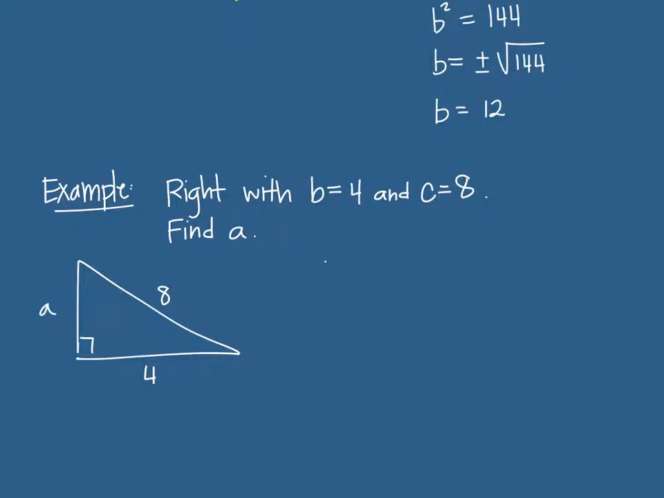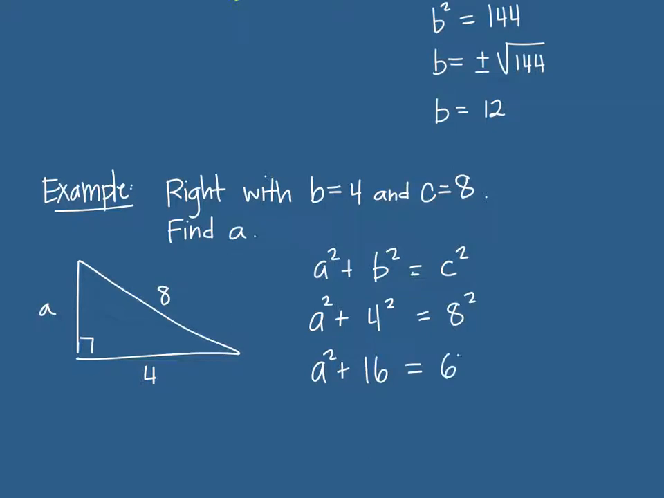So I'll use my A squared plus B squared again for Pythagoras. So A squared plus 4 squared equals 8 squared. So math facts are A squared plus 16 equals 64. Subtract 16 from both sides, so A squared is 48.